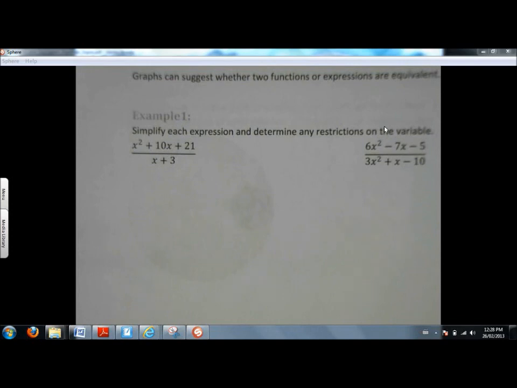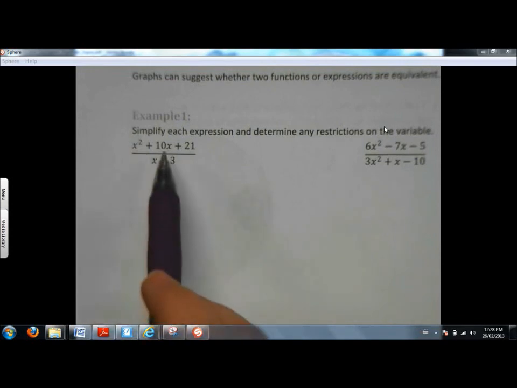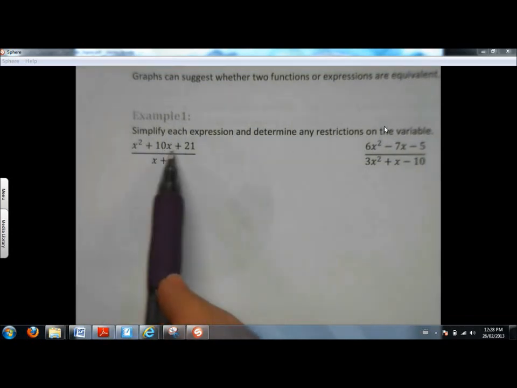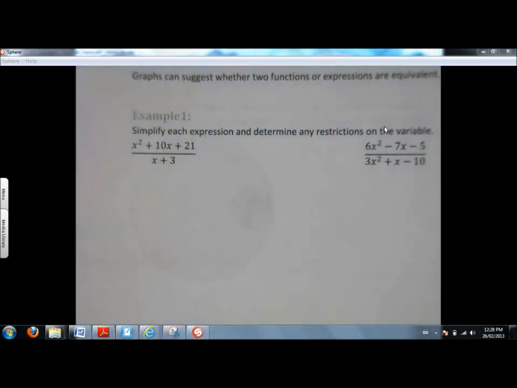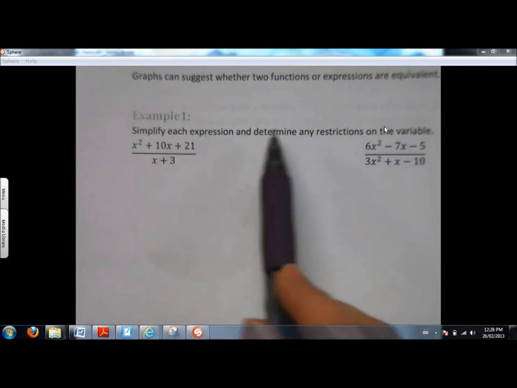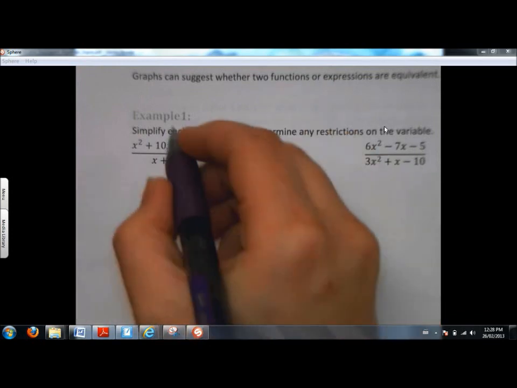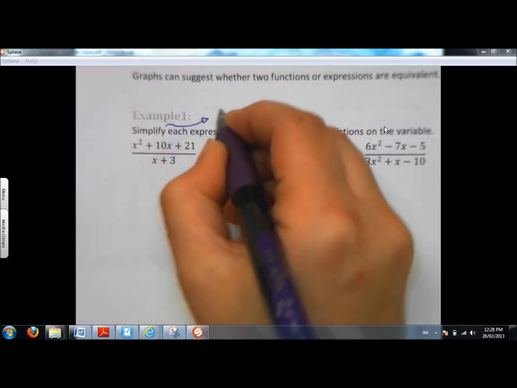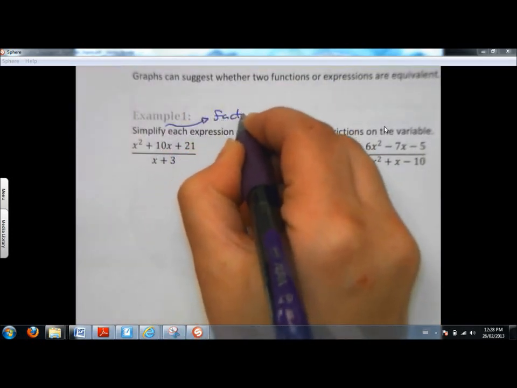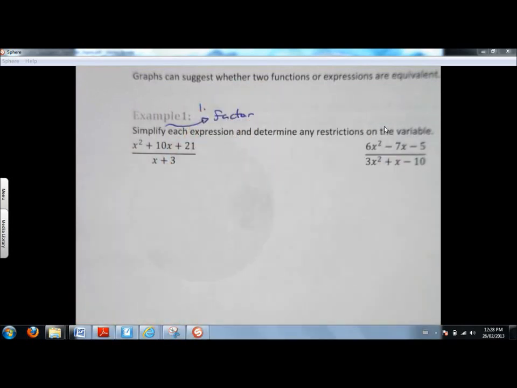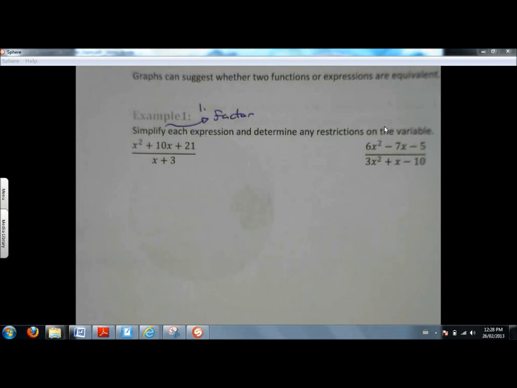So what are we going to do? Here we have one of our new rational expressions. We have a polynomial, it's a trinomial on the top, and it's a binomial on the bottom. We're going to simplify each expression and determine any restrictions on the variable. What do I mean by simplify? Simplify, factor. Hopefully we're first going to factor, and then hopefully we're going to be able to do something next. So we need to factor.